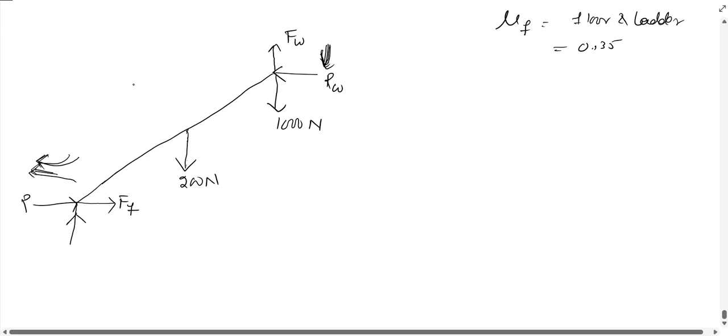the floor will provide a reaction force and that is RF. This is our free body diagram. Okay, FW is the frictional force provided by the wall, FF is the frictional force provided by the floor, P is the applied force to prevent the slipping, 1000 Newton is the weight of the man, 200 Newton is the weight of the ladder, RF and RW are the reaction forces provided by the support at the floor level and wall level to the ladder. So now we first resolve all the forces horizontally.